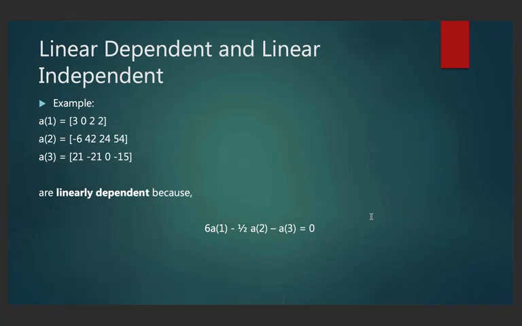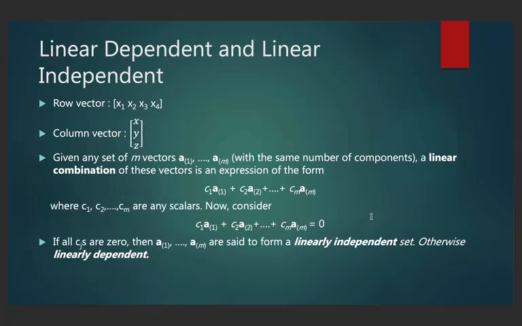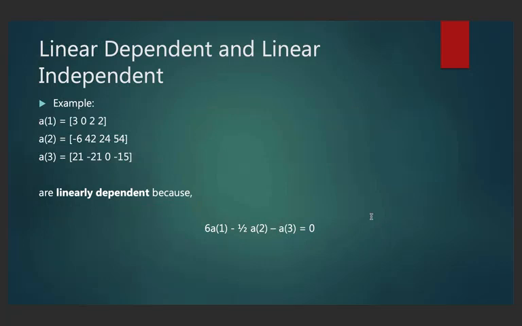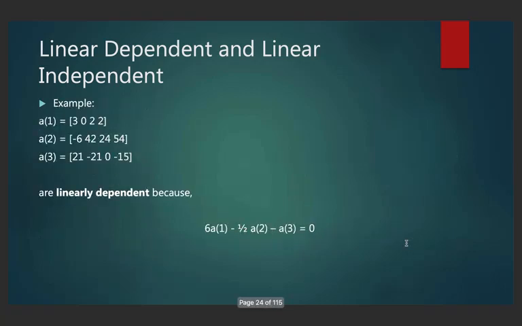Example: here we can see a1 is 3, 0, 2, 2, a2 is minus 6, 42, 24 and 54, and a3 is 21, minus 21, 0, minus 15. They are linearly dependent because 6 times a1 minus half times a2 minus a3 equals 0. How can you find this? You can find this by c1a1 plus c2a2 plus dot dot dot cm am. You can see it's coming as 0 and the cj's are not 0. That's why they are linearly dependent.